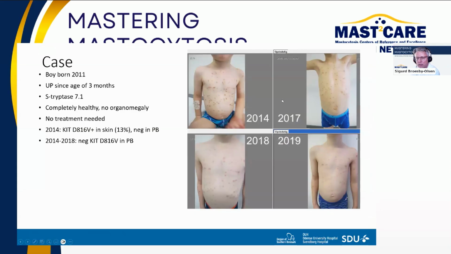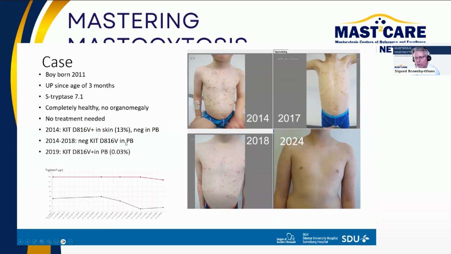And then this child with the monomorphic skin lesions, actually, it does seem to improve, but here we could actually detect the KIT mutation in peripheral blood. In spite of that, it still seems to regress, but this is a patient that I will follow up even beyond the age of 18 and probably also look into the bone marrow to see if there is systemic disease. So in that way, it might be also a prognostic tool.